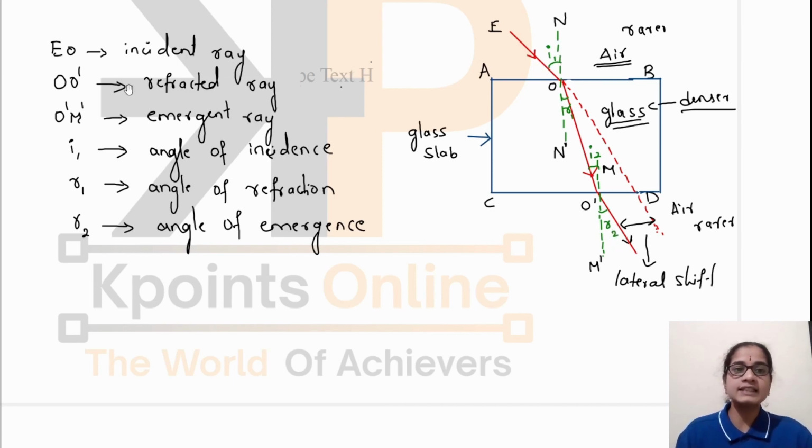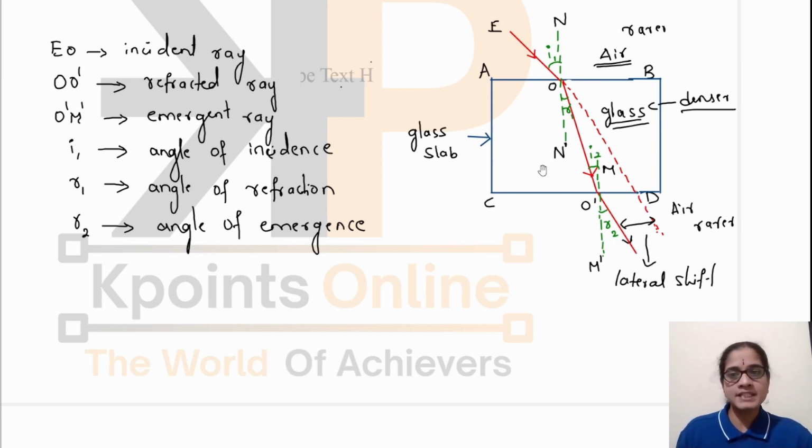This I1 is the angle of incidence of the incident ray, and R1 is the angle of refraction, which is the angle made by the refracted ray with the normal here. And here I2 is the angle of incidence of this refracted ray on the interface between glass and air. The ray which is emerging out of this glass slab is called the emergent ray. The angle made by this emergent ray with the normal is called the angle of emergence.